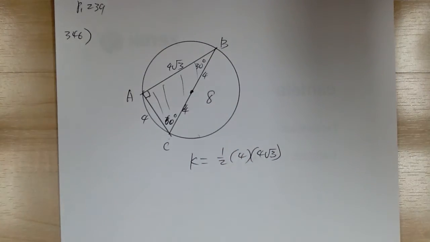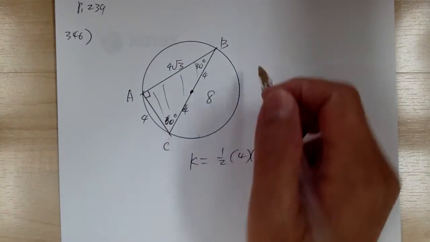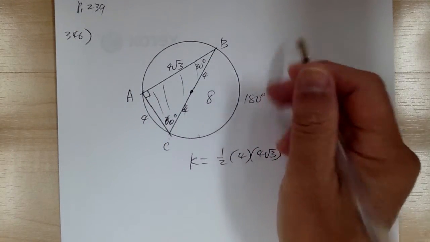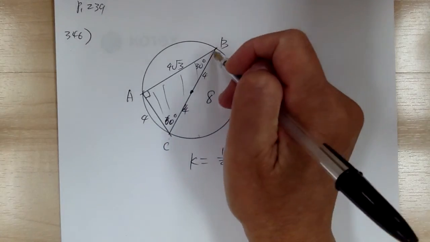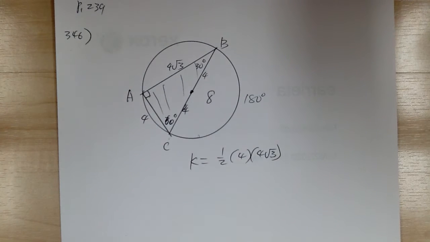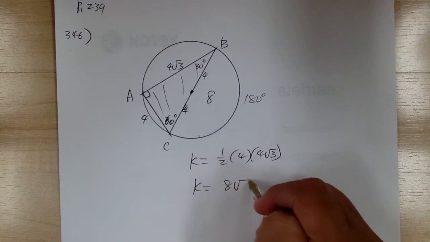So again, you have to realize that when this is a right angle, that means this arc is 180, right? Because this is half of the arc. And if this is 180, that means this is the diameter. Okay, and then you work it out, so K equals 8 square root of 3.